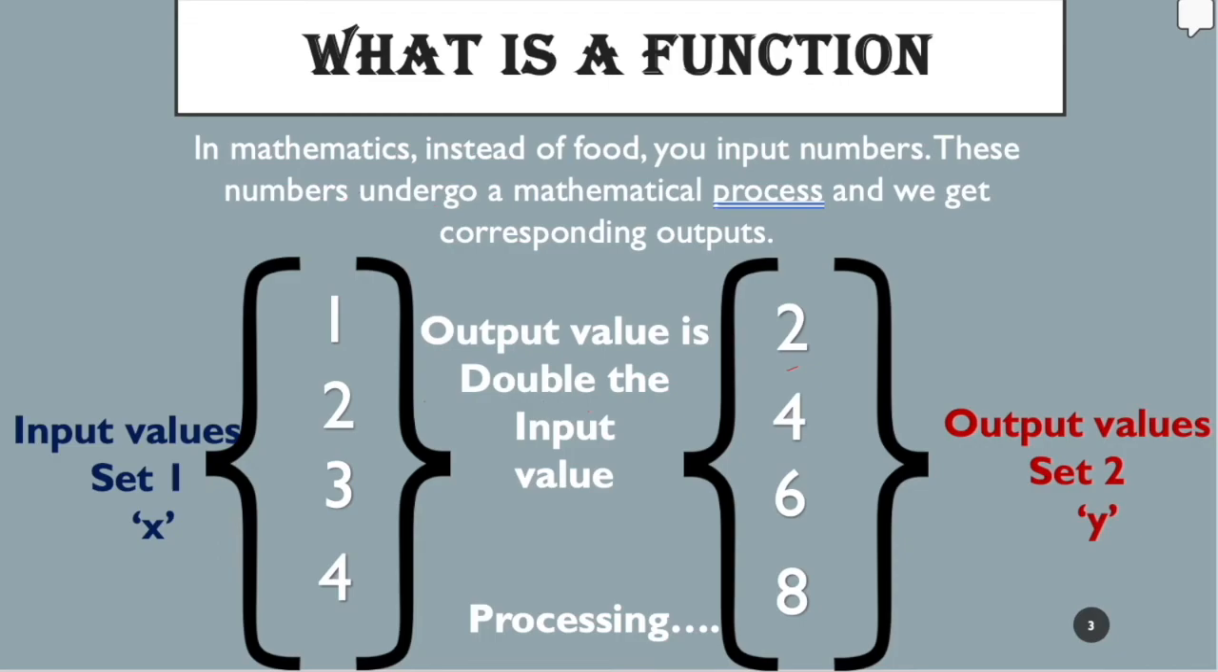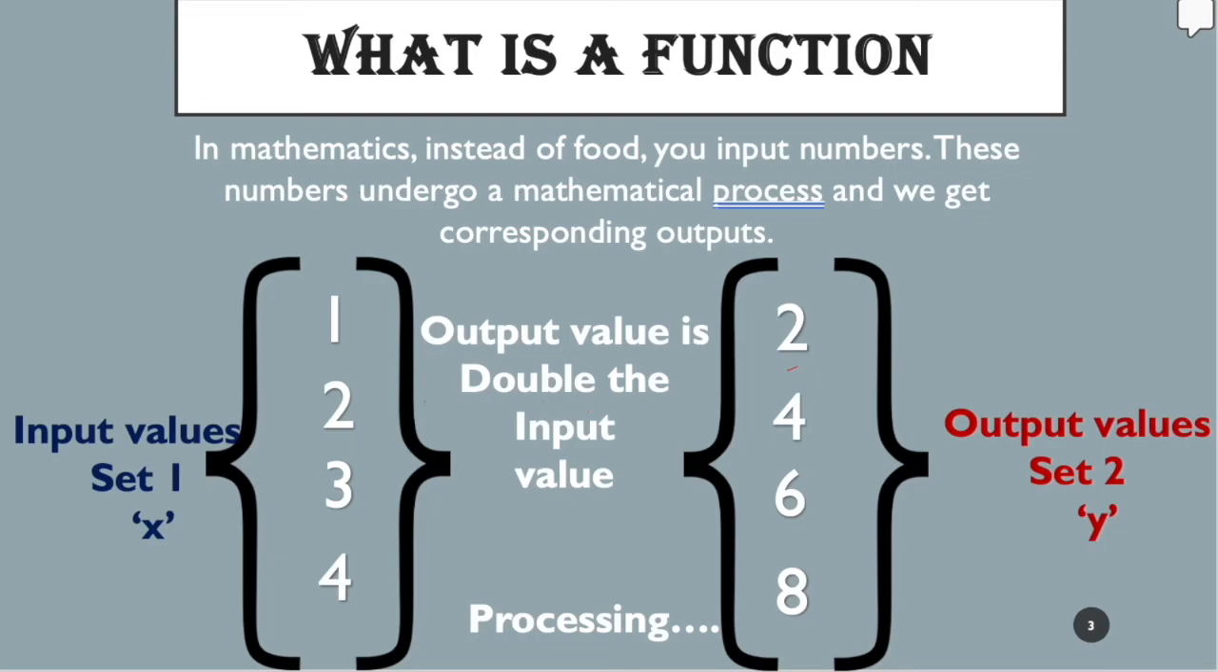In mathematics, instead of food, you input numbers. A mathematical function gives you a process for transforming these input numbers into outputs. So in our example of the microwave, the processing was set by a specific time and was applied to all related food items. In the same way, the function of a mathematical process is set by a predefined rule in the form of a mathematical operation. So let's look at this example right here.